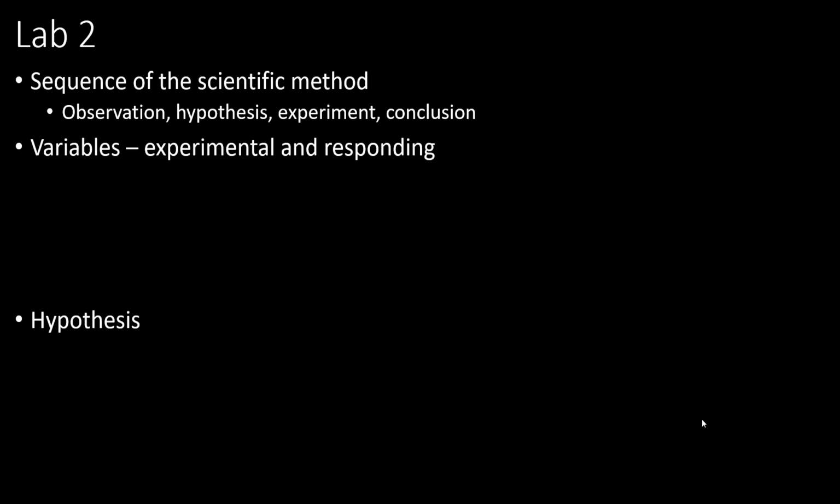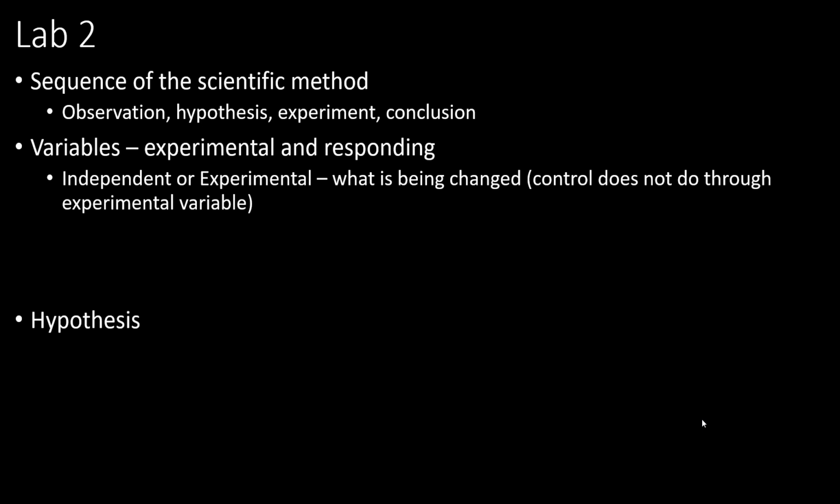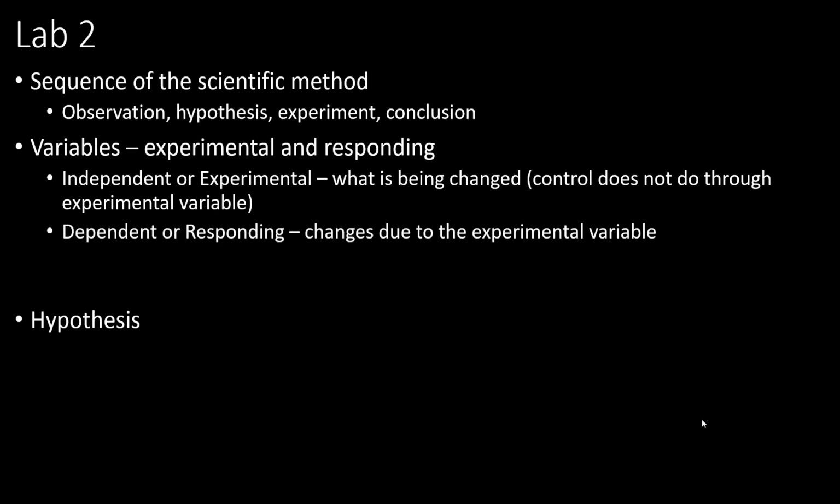Now, when we develop experiments, good experiments are going to have different variables present. So the independent or experimental variable is what's being changed, or what we are going to be able to modify in order to see what happens. That's the independent or experimental variable. Determining and actually measuring what happens is called the dependent or responding variable. It's what changes due to the experimental variable. It responds to what you altered.